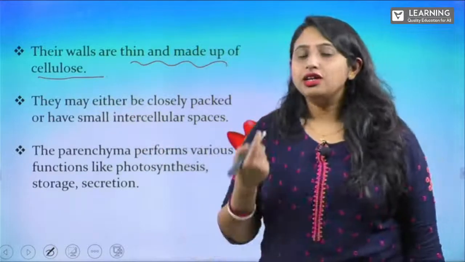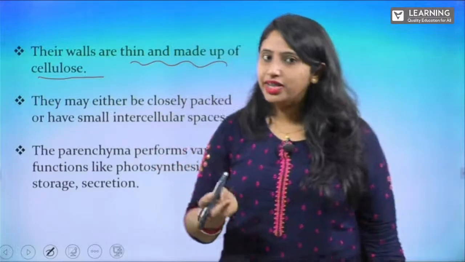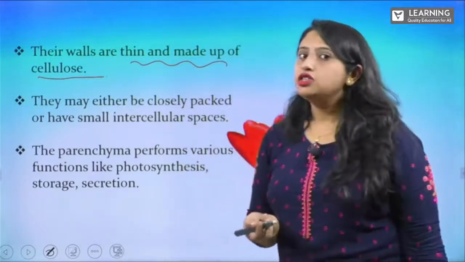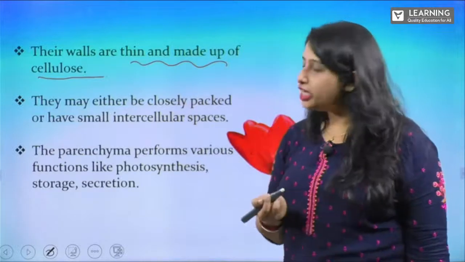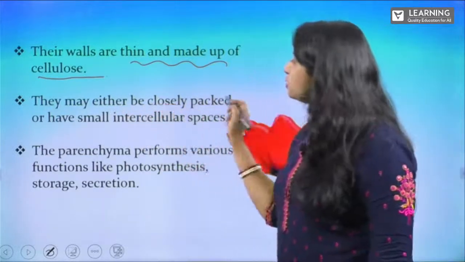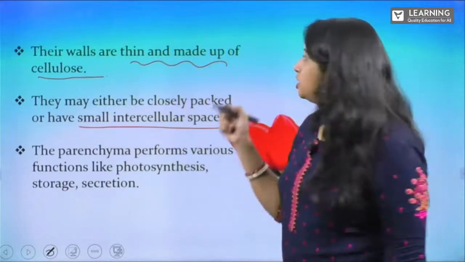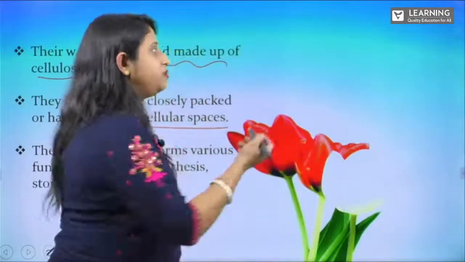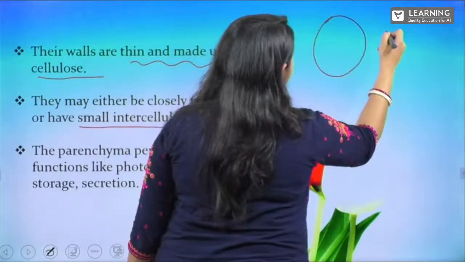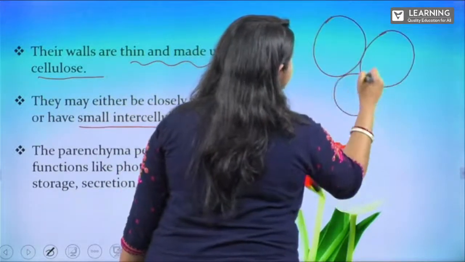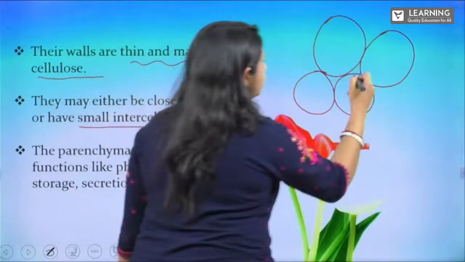So what is present in them? That is your polysaccharide, that is your cellulose. So cellulose is present in the cell wall of your parenchyma tissues. They may either be closely packed or have a small intercellular space. As I have shown you, they may be tightly packed, or they might have a little bit of space between them. That space is called your intercellular space.